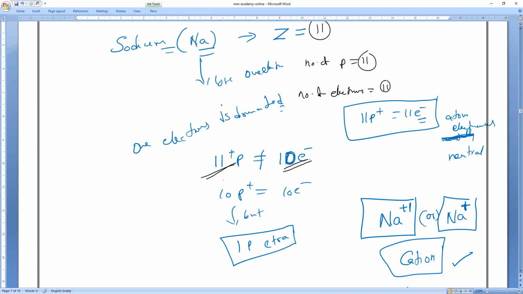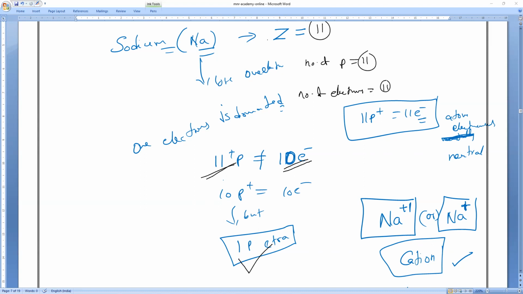So which is the dominating charge, positive or negative? Which is extra? Positive. Proton is extra. How many are extra? One is extra, that is why plus 1. Two extra, plus 2. Three extra, plus 3. That's what you have to do. Clear, everybody?